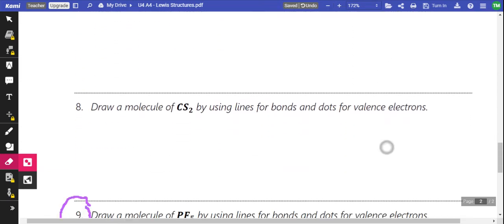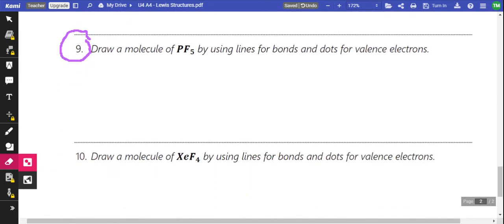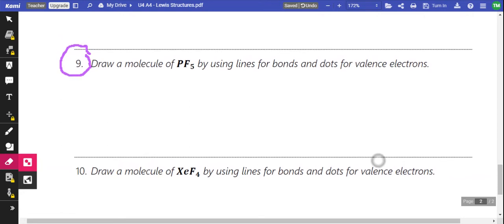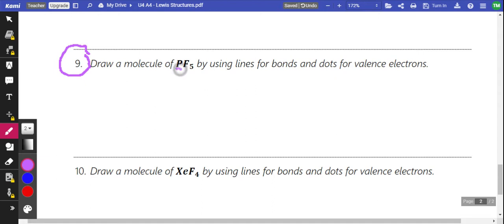Okay, got PF3, CS2, PF5, and XeF4. So this last example I'm going to do, PF5, is going to be a little interesting. So P, phosphorus, is going to be our standout. Let's put it in the middle. Fluorine is going to be around the outside. Let me just try and space them out. Fluorine, fluorine, fluorine, fluorine, fluorine.